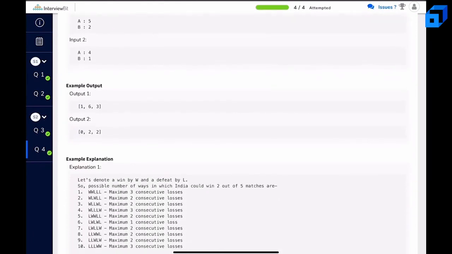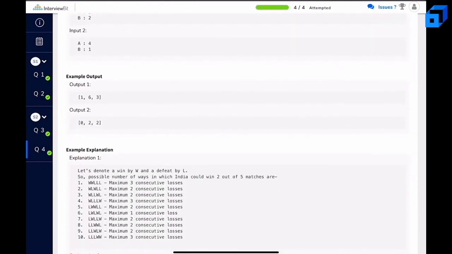So we have 5C2 ways, 10 ways. And you can see that there is one way in which India will lose at most one consecutive match, that is loss, win, loss, win, loss. There are 10 ways in total, and there is one way in which India could lose a maximum of one consecutive match. There are 6 ways in which India could lose a maximum of 2 consecutive matches, and there are 3 ways in which India could lose a maximum of 3 consecutive matches. So we need to return that array.